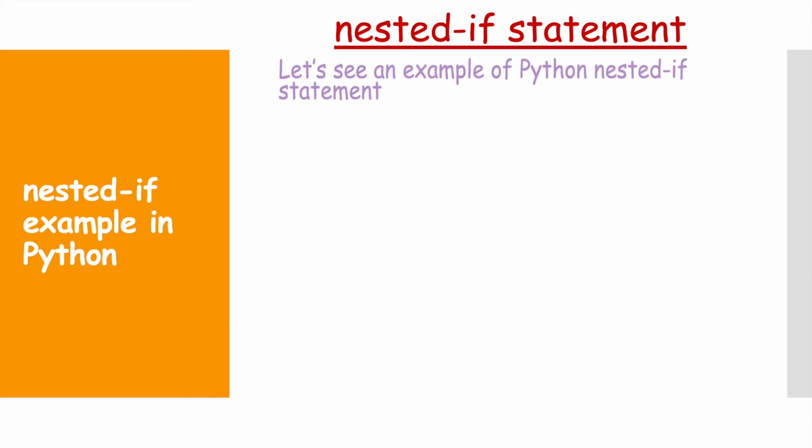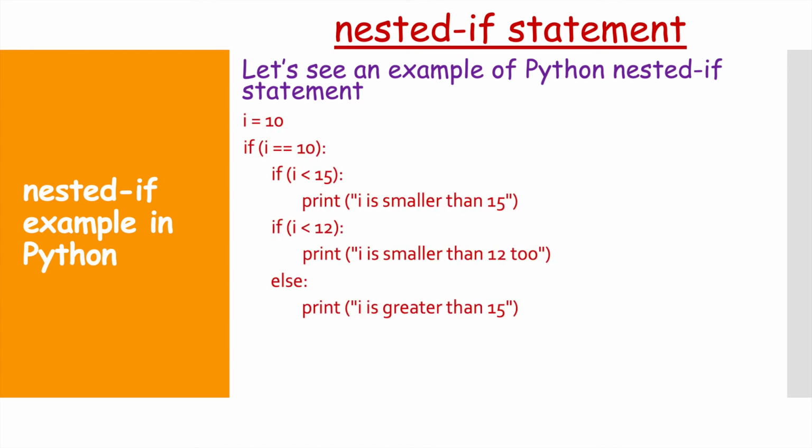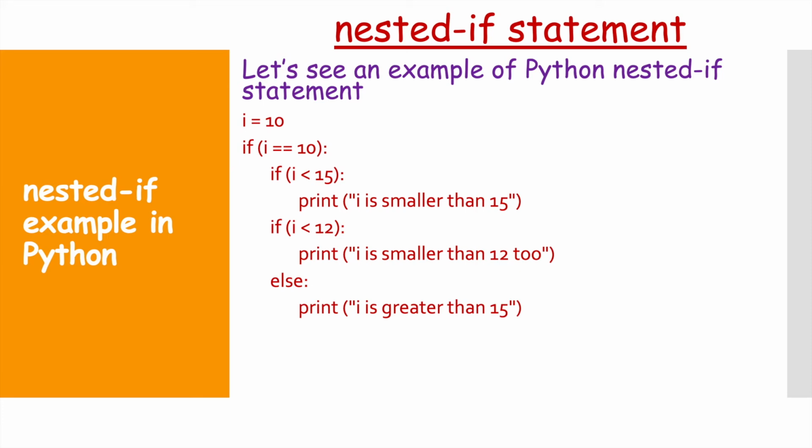Now let's see an example of nested if in Python. Here you have a variable I which has been initialized to the value 10. Here is your first if condition. If I is equal to 10, you're going inside the if statement. As I is equal to 10, you will go inside the if statement. You have another if condition, that is if I is less than 15, you're going to print "I is smaller than 15". You have another if condition, that is if I is less than 12, then you are going to print "I is smaller than 12 too". Else you're going to print "I is greater than 15".